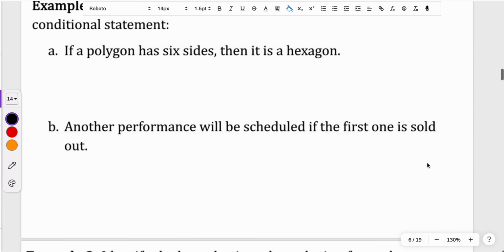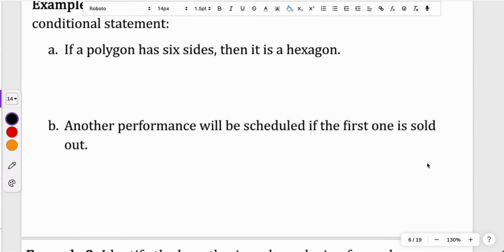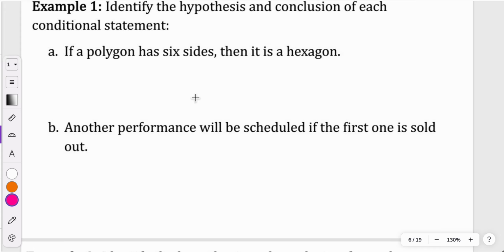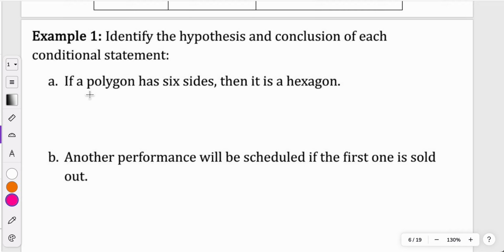Okay? Example 1, identifying the hypothesis and the conclusions. I'm trying to get my writing pen out. Here we go. Okay. So, if a polygon has 6 sides, then it's a hexagon. If a polygon has 6 sides, that's the hypothesis. And then it's a hexagon, that's the conclusion.